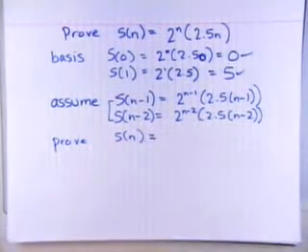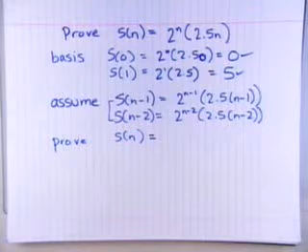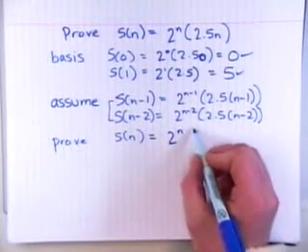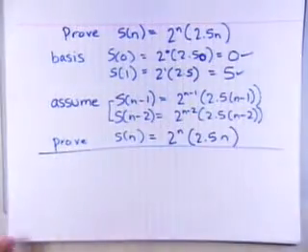What's the basis of S of 0? It's 2 to the 0 times 2.5 times 0. Right. So this is my setup here.